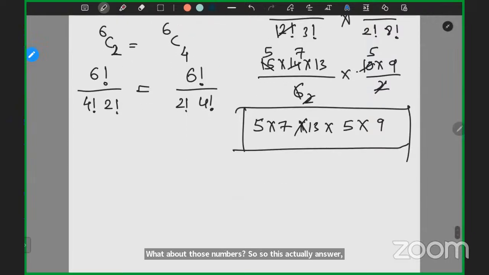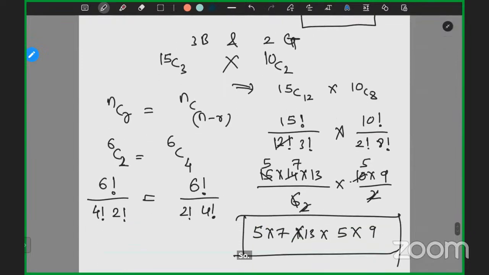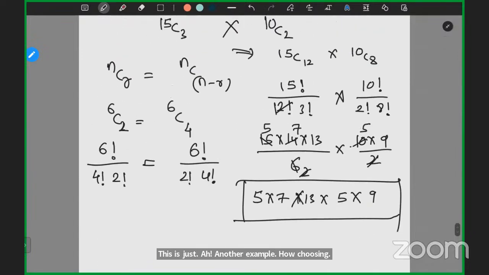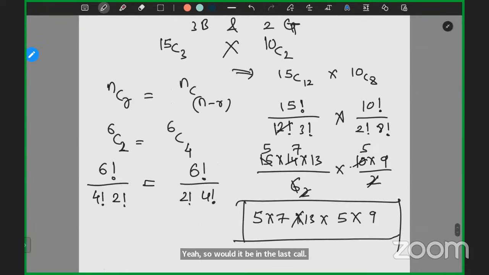Okay, so this is just another example. Sir, I didn't understand this one, the one you just explained. Could you please explain the last part, sir, from the beginning? Okay, let's see.